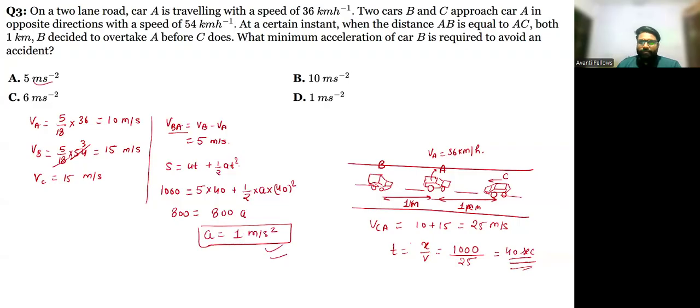That is the minimum value, which means at least you require 1 meter per second square of acceleration. So car B will overtake car A and also avoid the accident. Got it? If you take acceleration as 2 meter per second square, ultimately you will decrease the value of time. You will be taking time as 35, you can take 30 seconds, whatever the time. But this is the maximum value of time, so that you get the minimum value of acceleration.